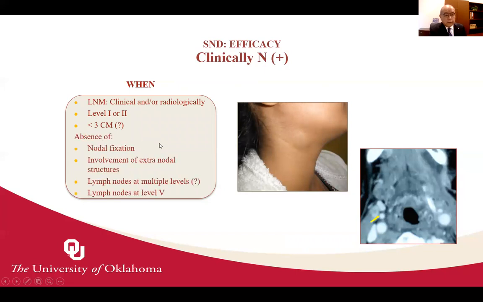In general, selective neck dissection is not recommended in the clinically N-positive neck when there is fixation of the node, when there is involvement of extranodal structures, and when there are lymph nodes at multiple levels, perhaps with the exception of levels 1 and 2, and certainly when there are lymph nodes at level 5.